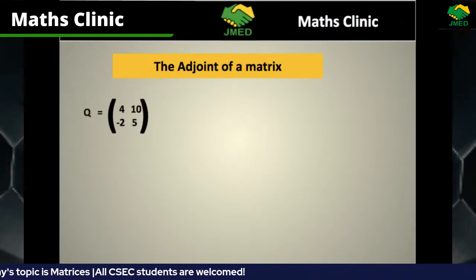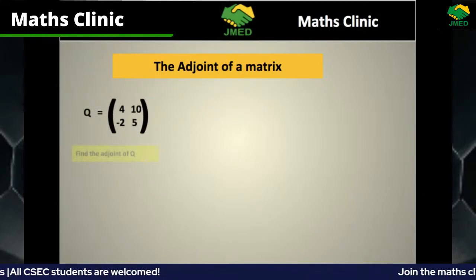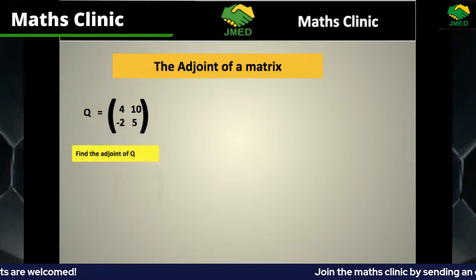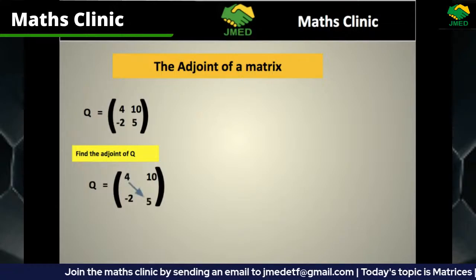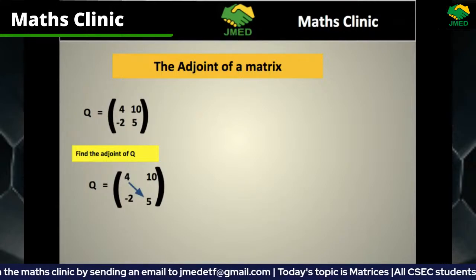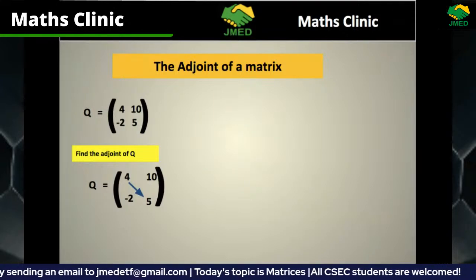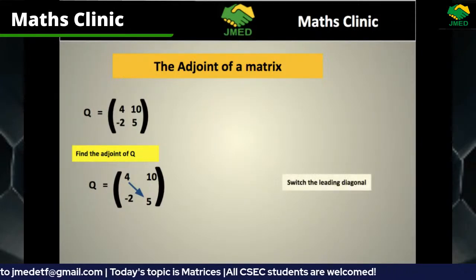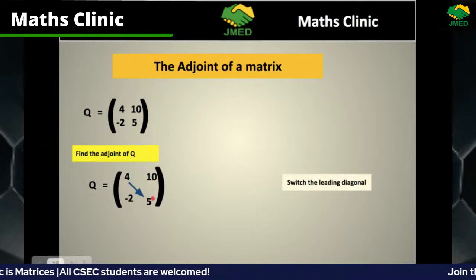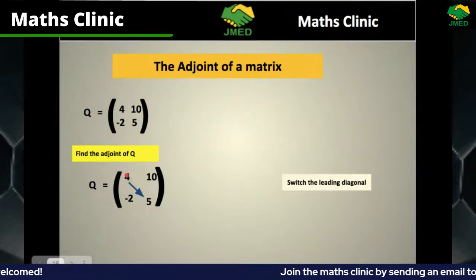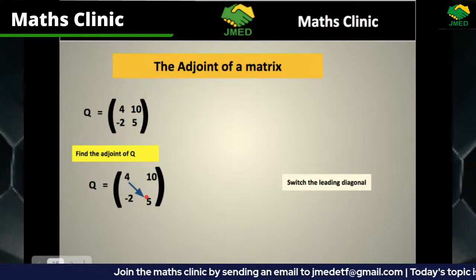So we have the matrix Q, and we're going to find the adjoint of the matrix. Adjoint is a simple procedure. You need to remember where the leading diagonal is. Very important. So the first step in the adjoint is identifying the leading diagonal, and we just switch the numbers. So where there's 5, we put 4, and where there's 4, we'll put 5. We just switch these 2. This is a procedure that you need to remember.